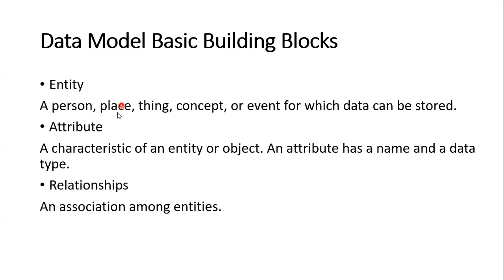So first thing is entity. Entity is a person, place, thing, concept, or event for which data can be stored. Second thing is attribute. Attribute is a characteristic of an entity. And third thing is relationships. So relationship means, so this is an entity. So that entity has some, sorry.